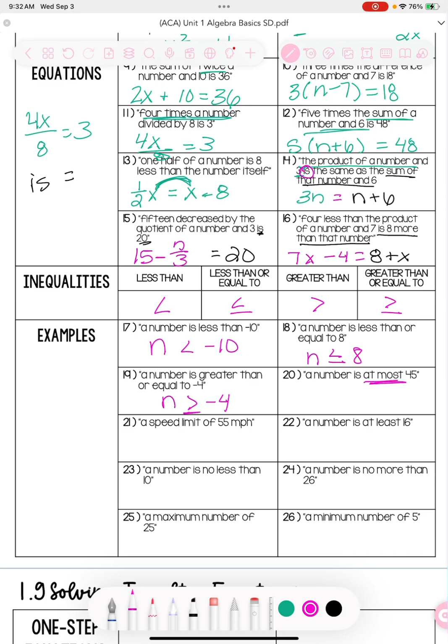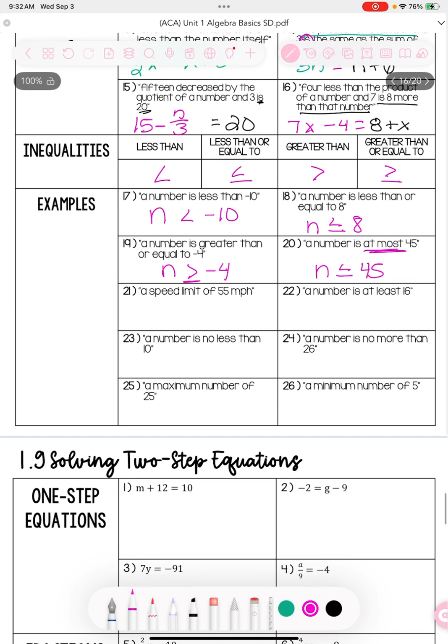Greater than or equal to -4 is at most. At most means less than or equal to. It means it can equal it, but it can't be more than that. So less than or equal to. A speed limit of 55, so that means you have to be going less than or equal to 55. You're not going to get a ticket if you're going 55, but if you're going 56, you're going to.